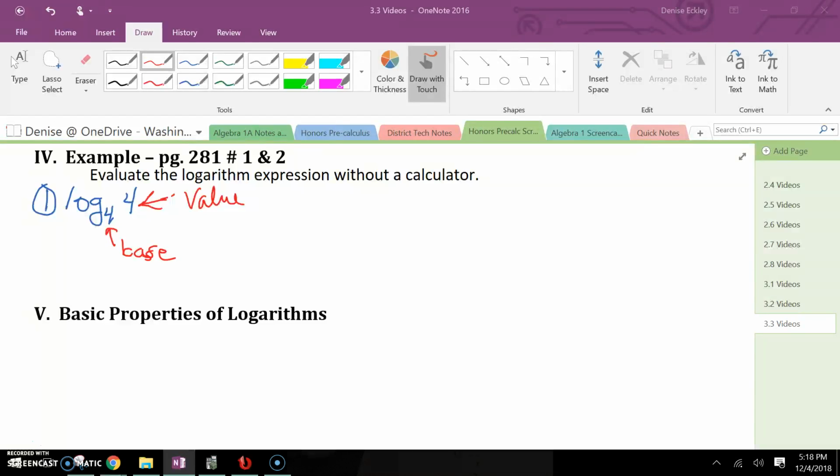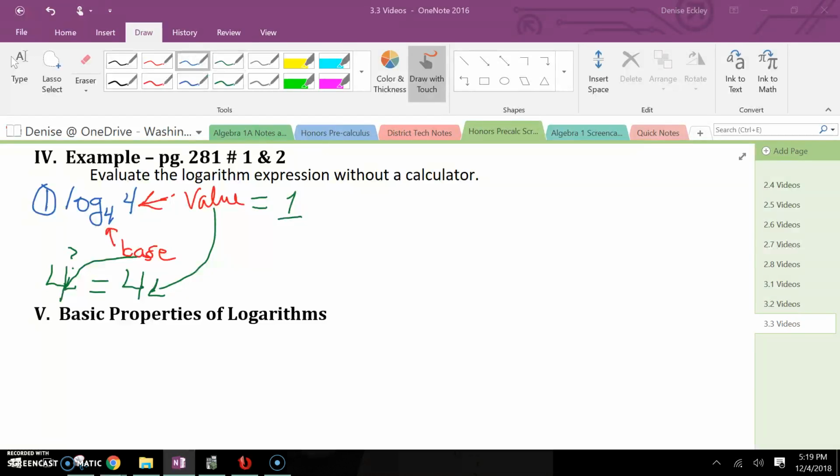So the easiest way to do this is to rewrite this as the base 4 raised to what power will equal 4. So the value's here, the base is here. And so the answer to this is going to be 1. So log base 4 of 4 is 1.